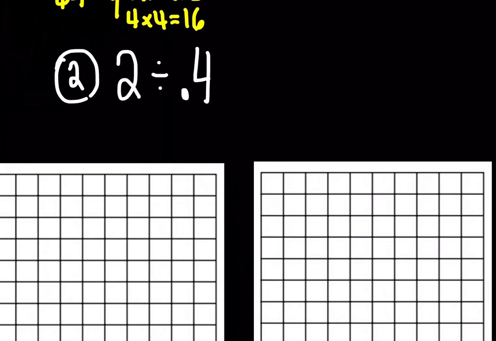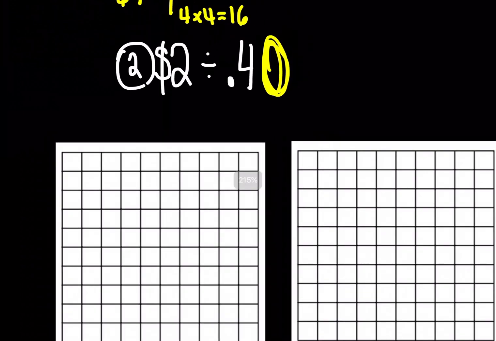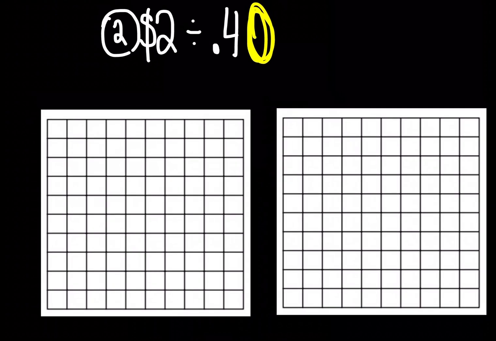Now the next problem. Let's say we're not starting with $1, we're starting with $2, and we're breaking it up into 4 dimes. Well, that's the same as 4 tenths or 40 hundredths, however you want to look at it. If you just want to say 4 dimes, somebody says, oh, 40 pennies. It's the same thing, but you have 2 wholes for this one, and you're seeing how many times you can break it up into 4 tenths or 40 hundredths.